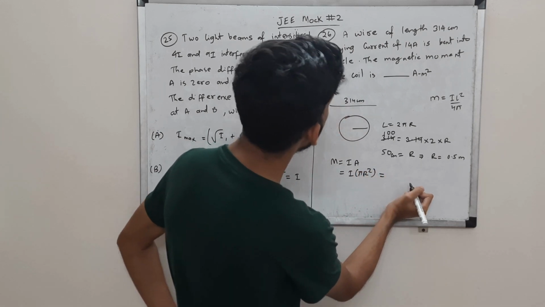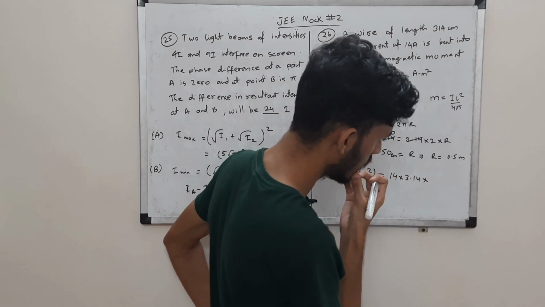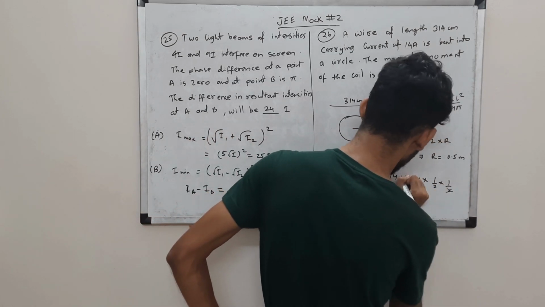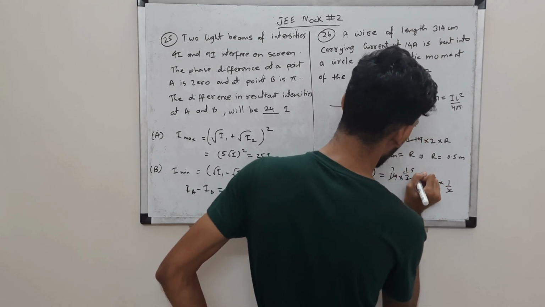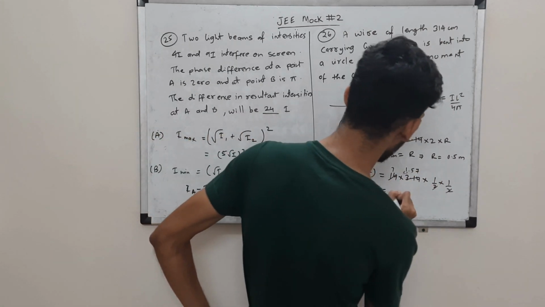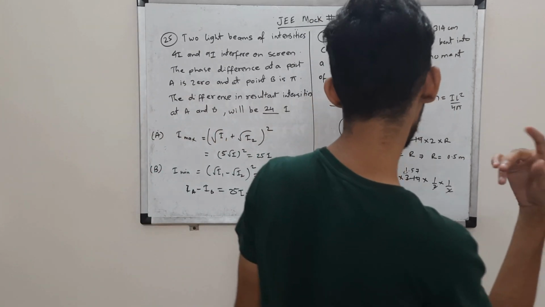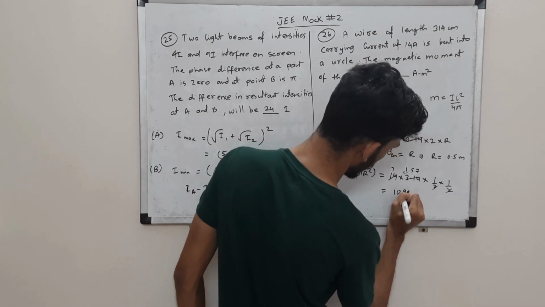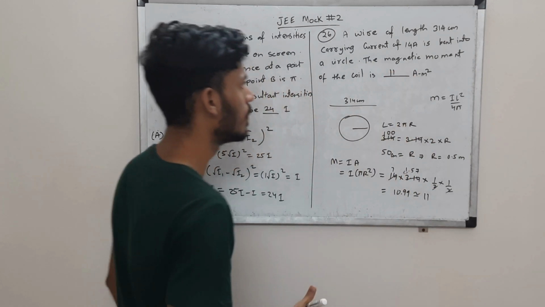I is 14, and this is 3.14, and the radius we can write as half. Half into half. This can go with this as 7, this will go with this as 314 is 157, and 14 half is 7. Then 157 into 7: 1099, and 2 decimal shift, so 10.99, so approximately it's 11. So 11 ampere meter square.